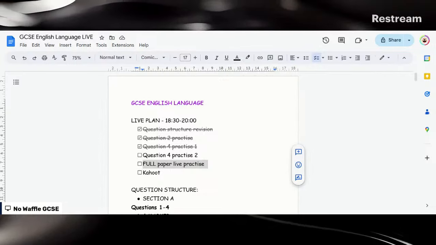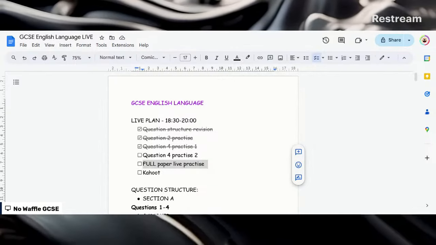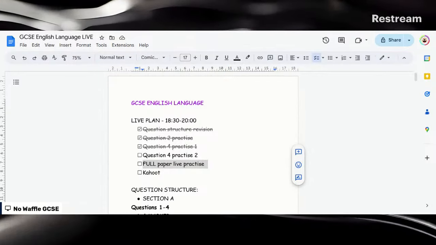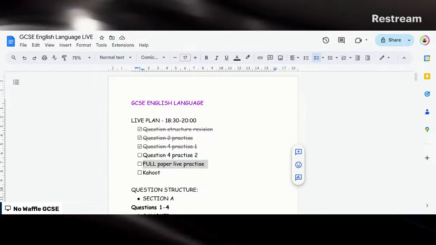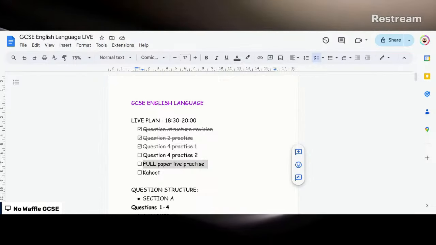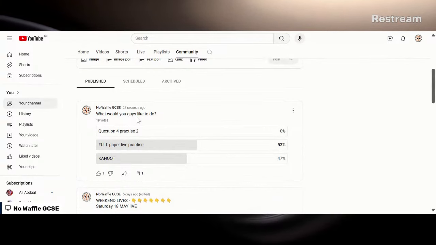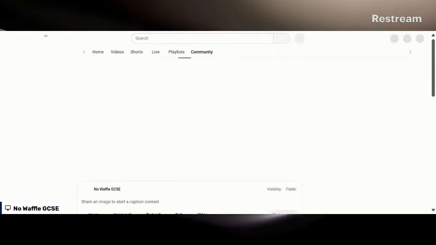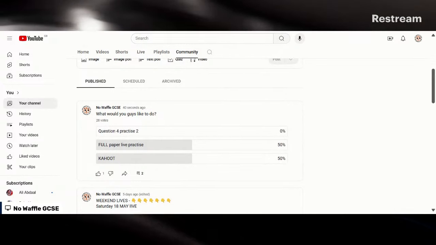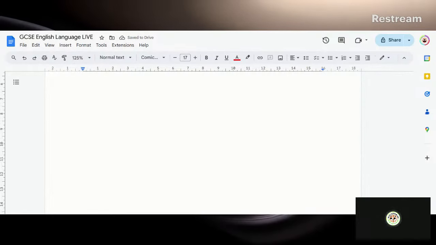Okay, I've posted the poll. I will share the link of it in the chat so you guys can use that. There it is. Currently seems to be more people on the full paper live practice. Can we do a short Kahoot and then continue with revision? Full paper now. So let me just find the paper that we'll be doing. Give me a second.